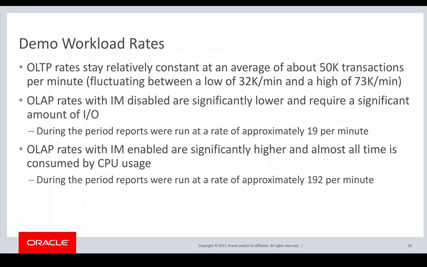To summarize the effects on workload, the OLTP workload rates averaged about 50,000 transactions per minute and didn't fluctuate appreciably with no OLAP reports running, with in-memory enabled OLAP workload, or with in-memory disabled OLAP workload. Since the database server capacity was never exceeded, this provided a nice control for the testing. The OLAP workload rates with in-memory disabled ran at about 19 reports per minute, and some didn't finish within the time period and had to be stopped.